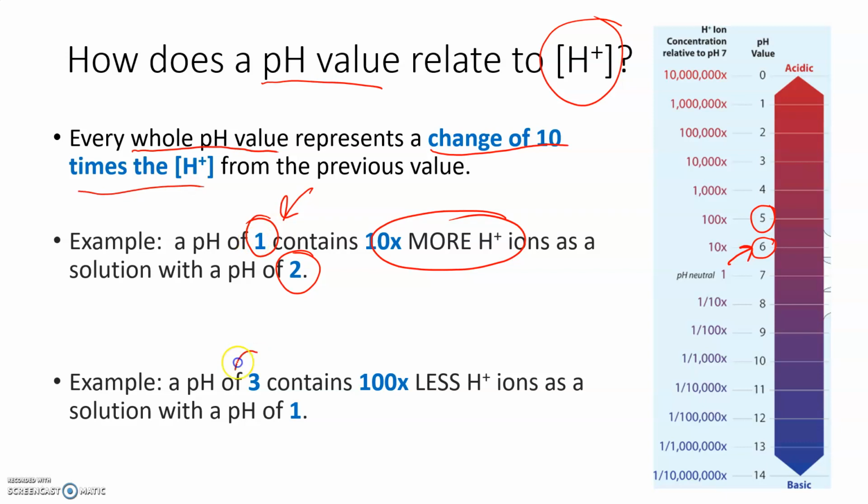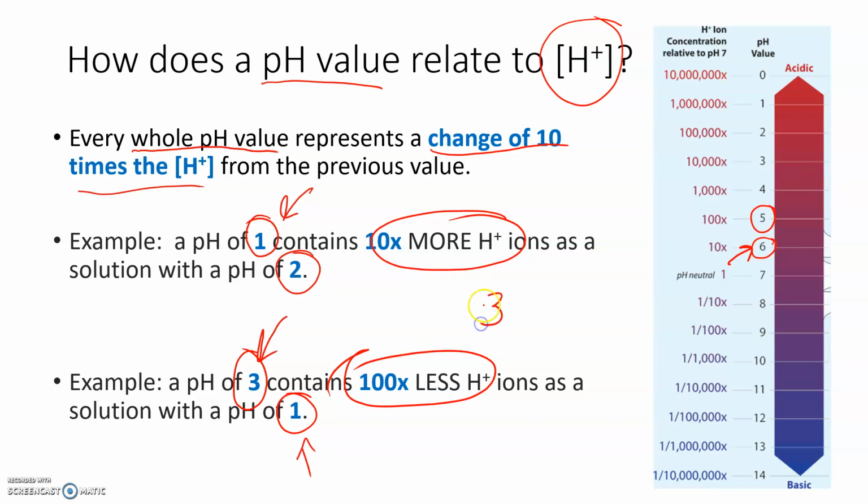If I had a substance that had a pH of 3 versus a substance that had a pH of 1, this pH 3 is less acidic than the substance that has a pH of 1. It actually has 100 times less the hydrogen ion concentration as the substance with a pH of 1.